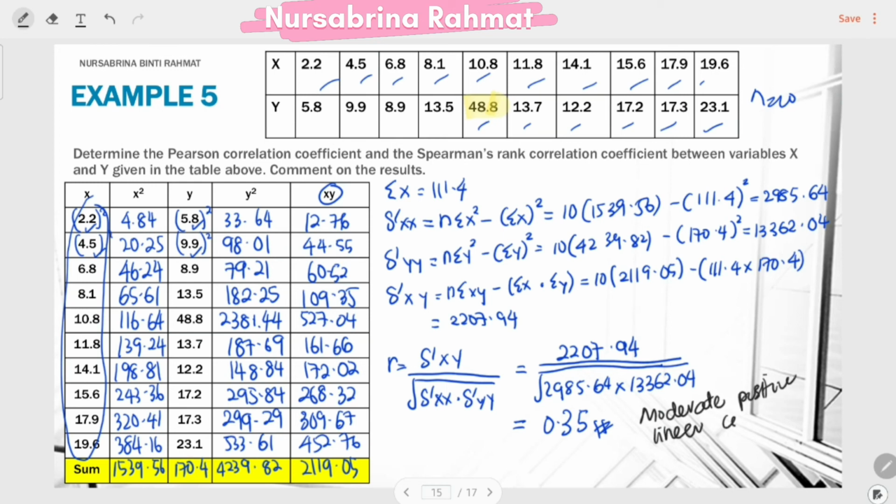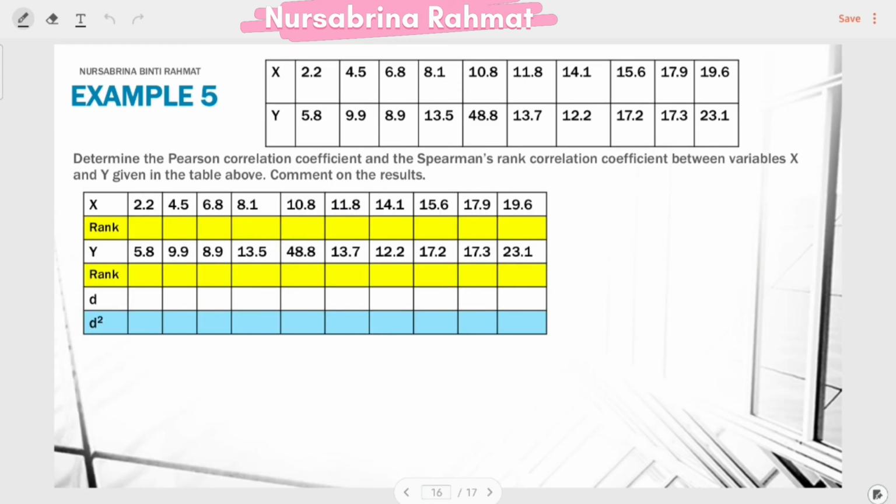This R value is highly affected by the presence of these outliers, where your Y becomes 48.5, which is far away, too big from the range of Y that we have in this table. So let's find out what will be the value of Spearman's rank correlation coefficient for the same data. To find it, you have to arrange the data in ranking order.